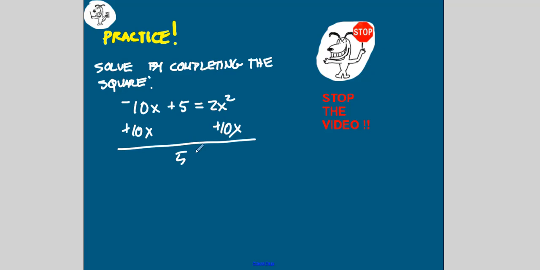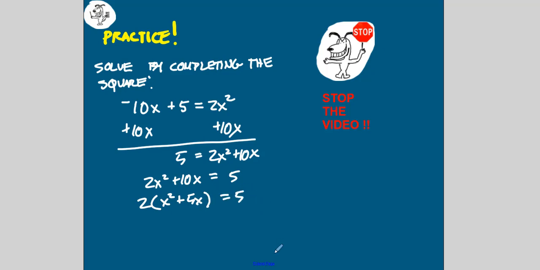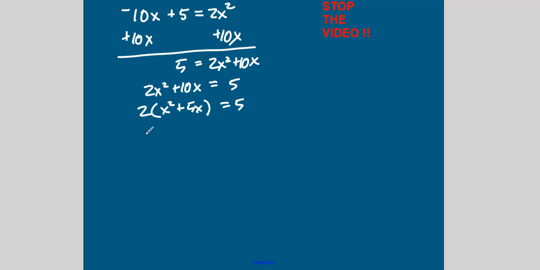So now I have 5 equals 2x squared plus 10x. And now I'm going to swap the left and right sides. Can you isolate the x squared and x term by themselves? The coefficient of x squared needs to be 1, so I factor out a 2 next. So 2 times 5x is 10x. So I have this. Alright, now I'm going to divide everything by 2, both sides, so I get x squared plus 5x equals 5 halves.